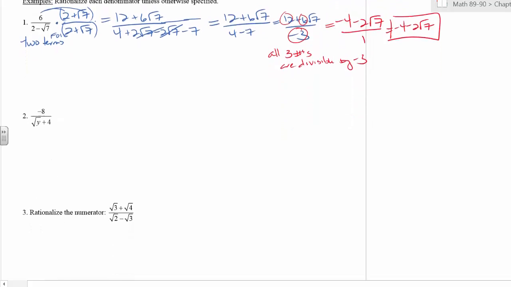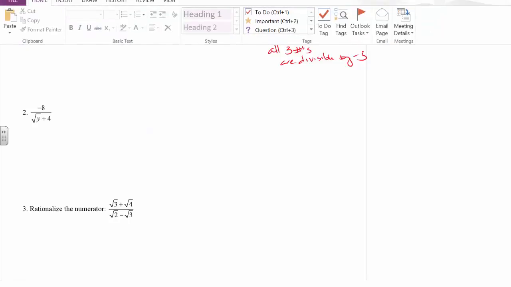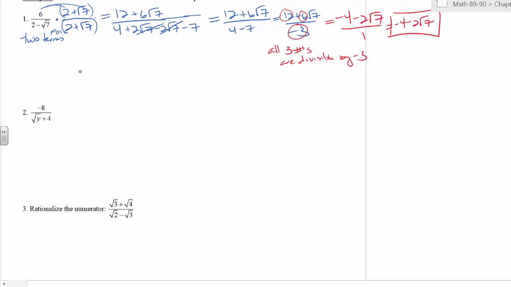Okay. Number 2. So we're still rationalizing the denominator, and we have square root of y plus 4 in the denominator. So I can't multiply top and bottom by the square root of y. That won't get me rid of the radical. So what do I multiply top and bottom by? The conjugate, square root of y minus 4. So square root of y minus 4 down here, square root of y minus 4.